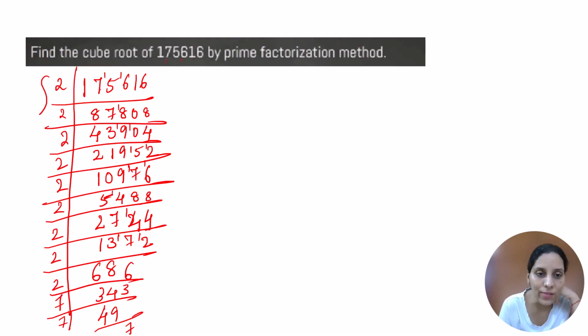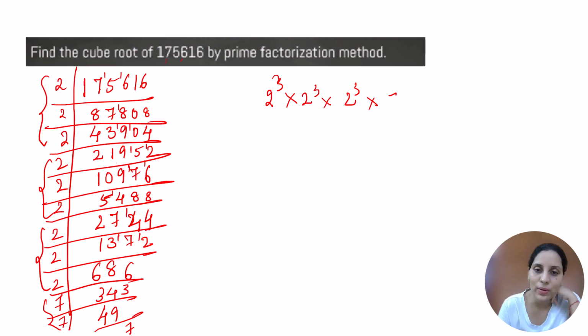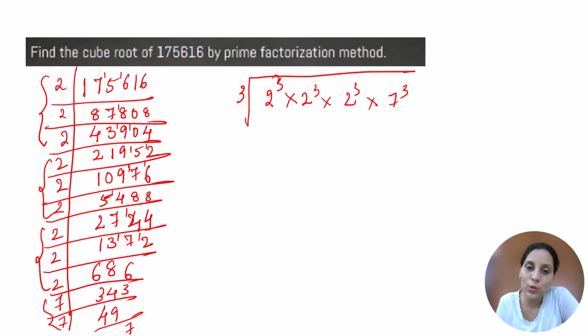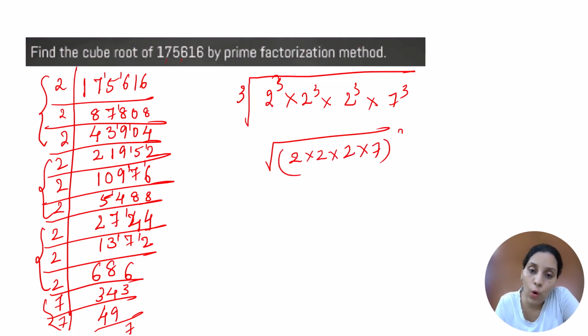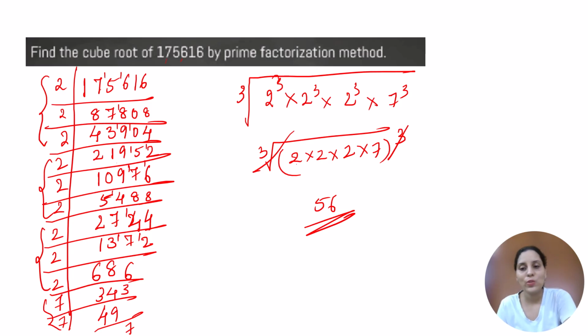So finally we have 2 cube into 2 cube into 2 cube into 7 cube, right? So you need to find the cube root of this. Since all of them have cubes, we can club them. So 2 into 2 into 2 into 7 whole cube, I can write like this. Why whole cube? So that I can get rid of this cube and this root. So I get 2 into 2 is 4, 4 into 2 is 8, 8 into 7 is 56. So 56 is the final answer.